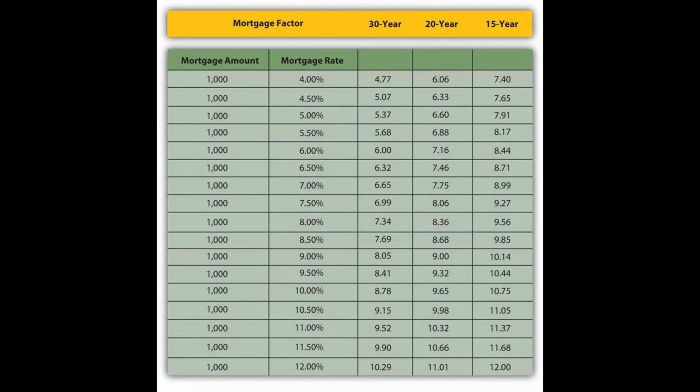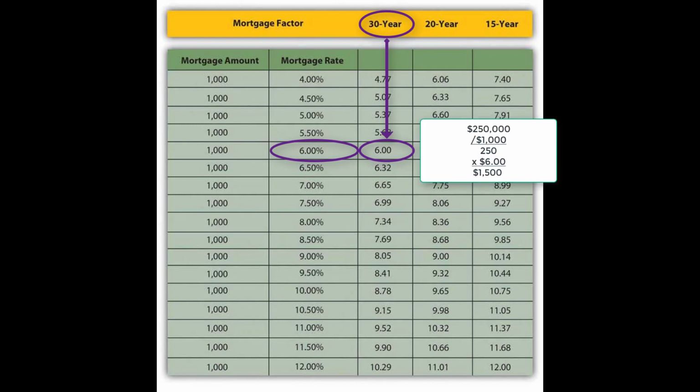So if we use the amortization table, we would find the interest rate of the loan in the first column, and then we go to the right until we find the amortization factor that matches 30 years, and that's going to be $6. So then we divide the loan amount by $1,000. So we take $250,000 divided by $1,000 and we get $250. So now we multiply $250 by $6 to get approximately $1,500 as our payment.